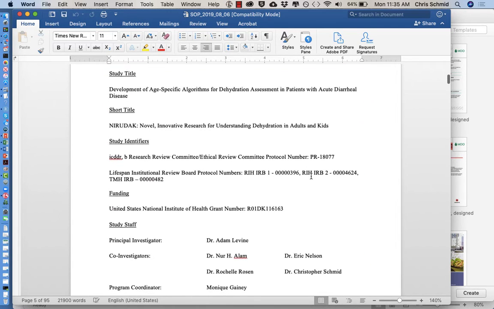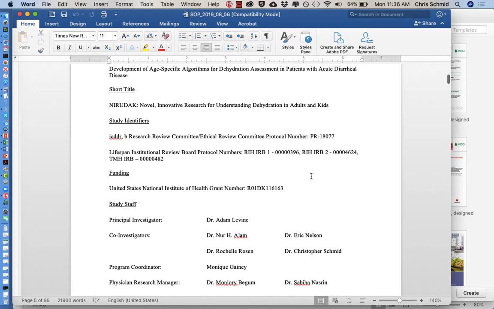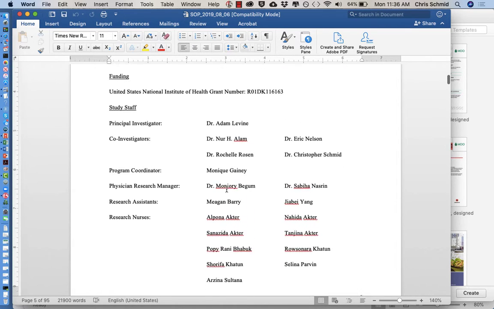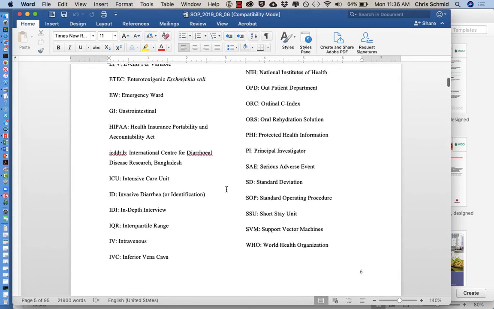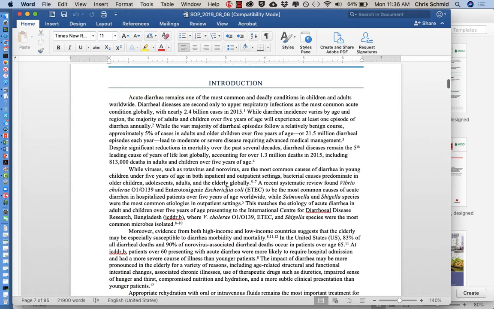Okay, so we have the study information, what the title is, where it's being conducted. We have institutional review boards both in Bangladesh and in Providence. This is the grant number. This is the study staff, the research assistants, the research nurses, and so forth. Then we have a bunch of abbreviations. Okay, then there's a background.